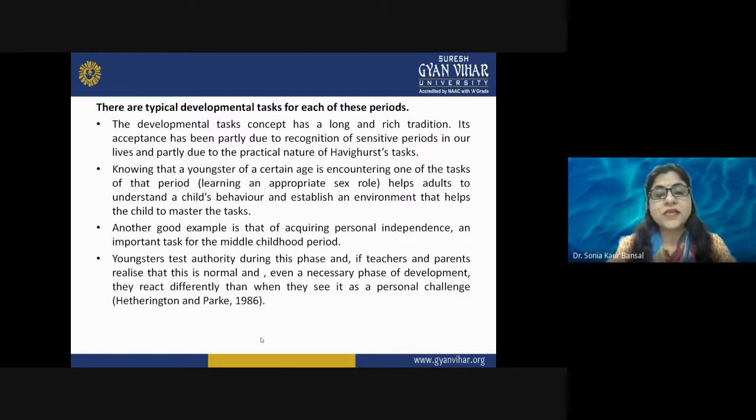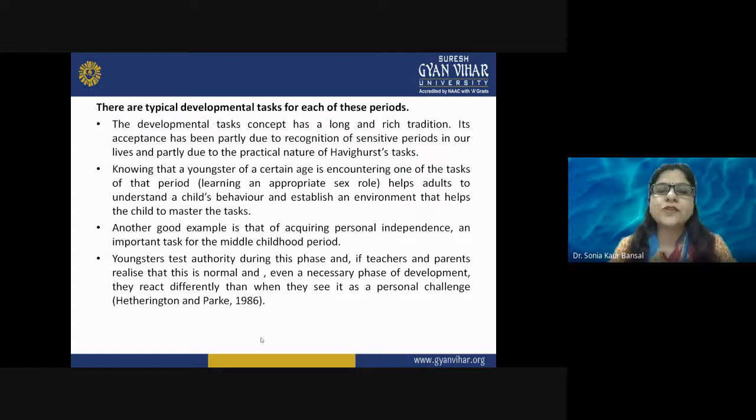So youngsters test authority during this phase, and if teachers and parents realize that this is normal and even a necessary phase of development, they react differently than when they see it as a personal challenge. So this is really much understood by everyone, that there are typical developmental tasks in each of the periods.